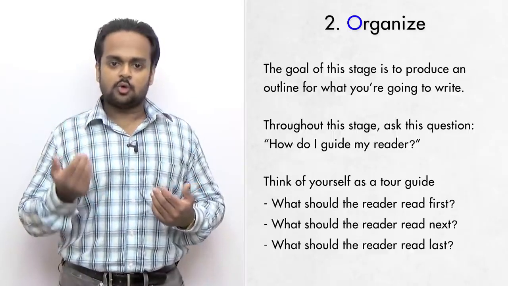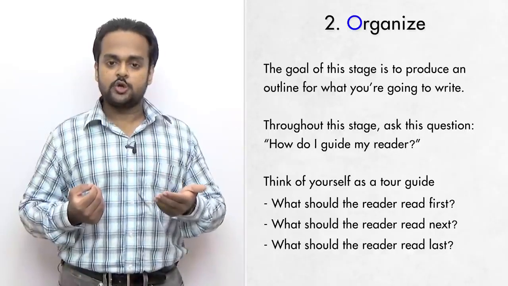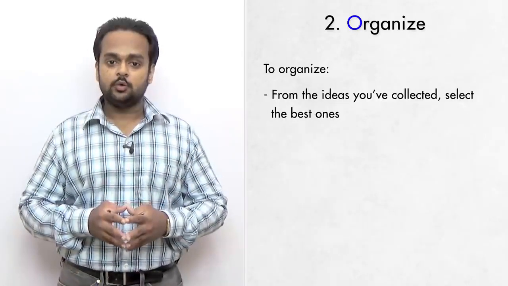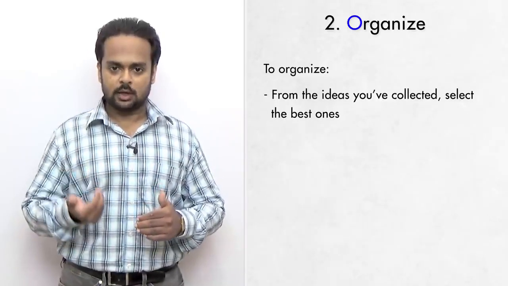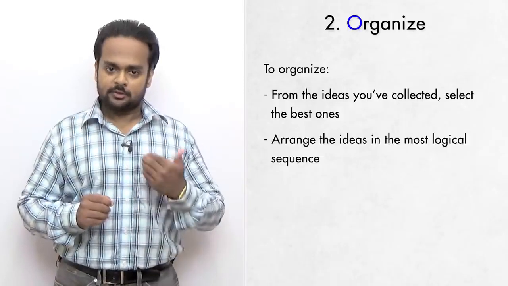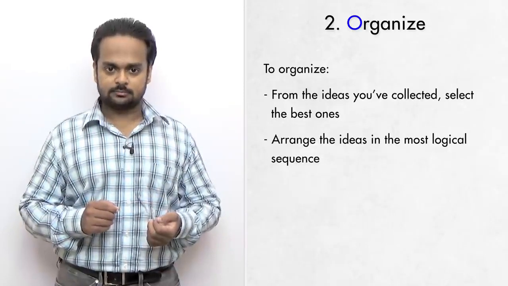So what should the reader read first? What should he or she read next? And what should your reader read last? So in this stage, the first thing you do is go to the ideas you've collected and select the best ones. After that, you take those ideas and arrange them in the most logical sequence.